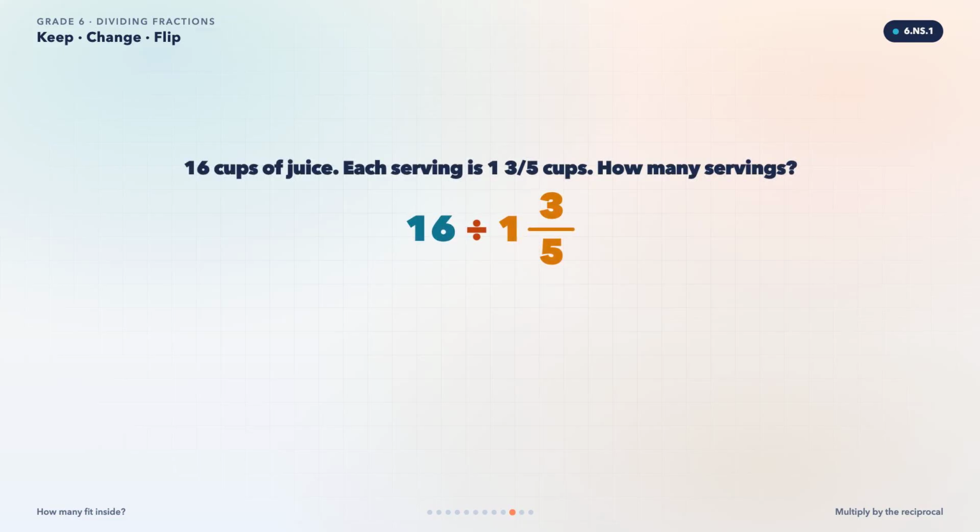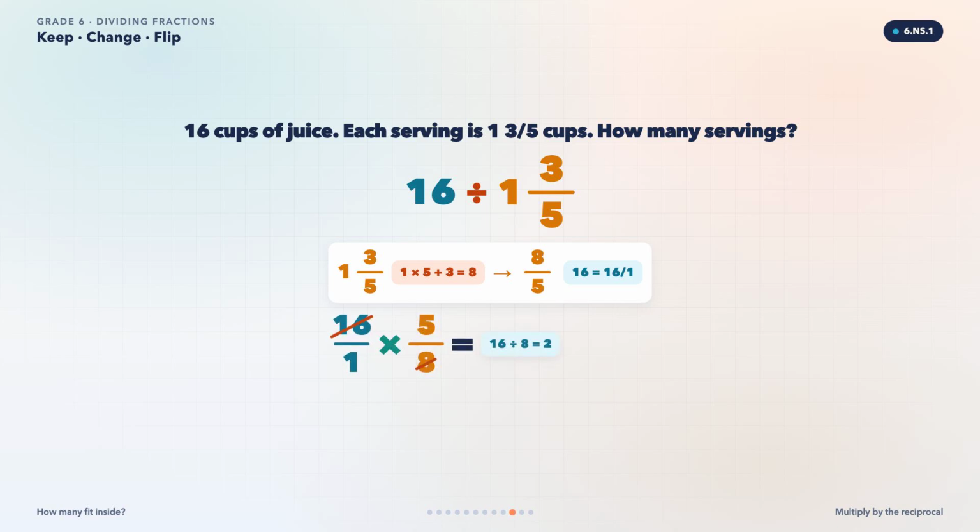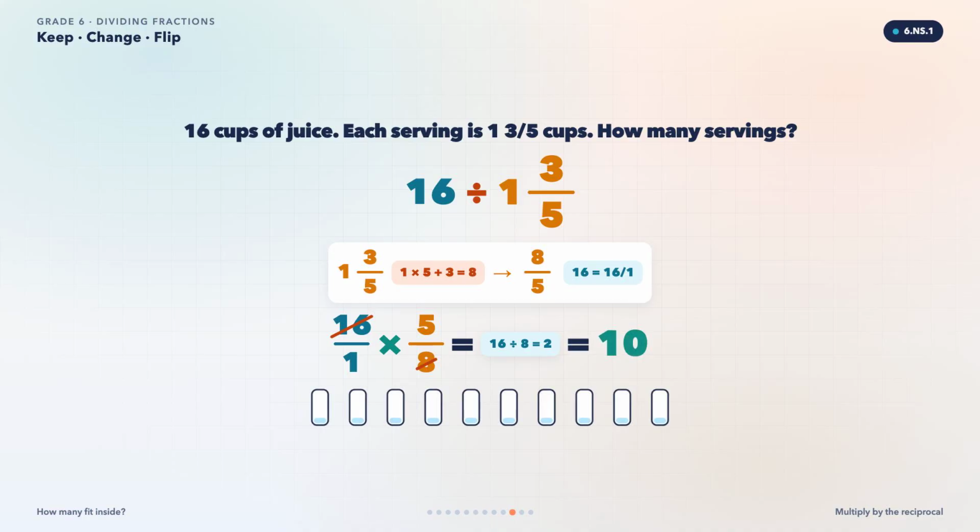16 cups of juice, and each serving is 1 3/5 cups. How many servings? Convert 1 3/5. 1 times 5 is 5, plus 3 is 8, so 8/5. Write 16 as 16 over 1. Keep, change, flip. 16 over 1 times 5/8. 16 and 8 cancel. 16 divided by 8 is 2. 2 times 5 is 10. 16 divided by 1 3/5 equals 10. Cancellation prevents those huge numbers you don't need.